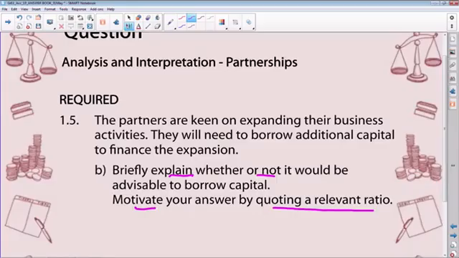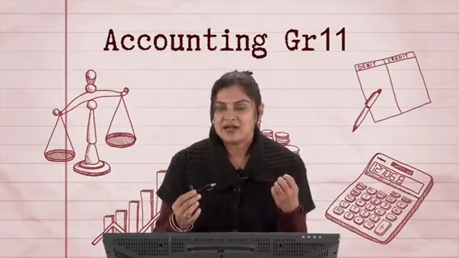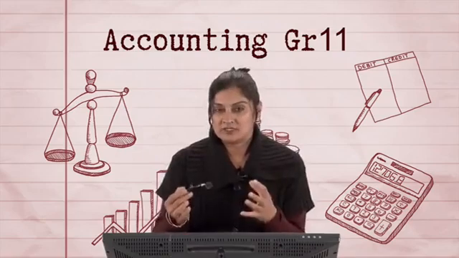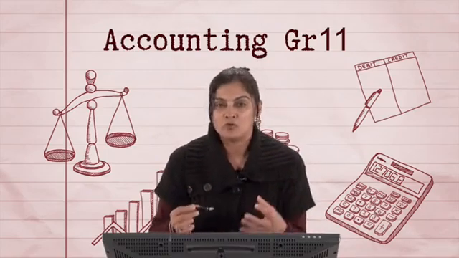Okay, guys, let's see what you were able to come up with. So one more time, briefly explain whether or not it would be advisable to borrow capital. Motivate your answer by quoting a relevant ratio. Right, now from the previous question, we could see that the business will be able to obtain an additional loan. So this question, what is this question wanting us to do or answer? This question is asking us to look at our financial indicators and for us to justify whether or not is it advisable for the business to borrow more capital.